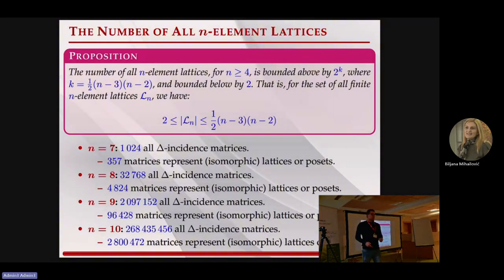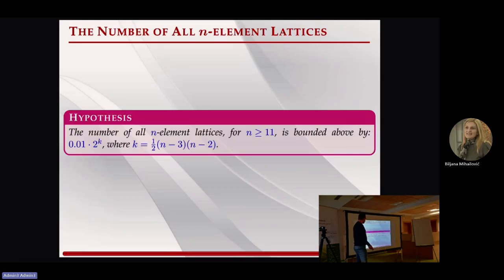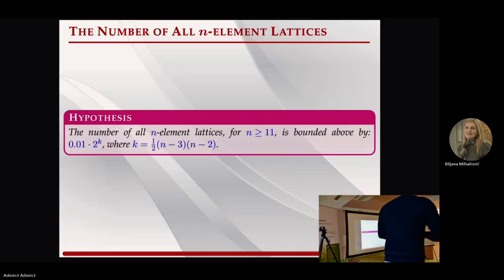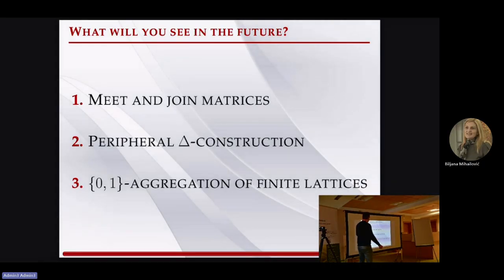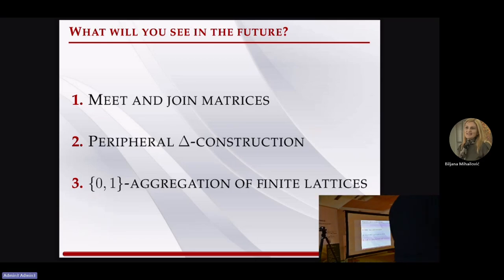This upper bound can be better, but this is only our hypothesis, that for 11-element lattices and bigger ones, we can upper estimate the number of all n-element lattices by this number. So our future plans are, firstly, we want to create meet and join matrices based on the delta incidence matrix. The second one, we want to create a construction for the largest subset that is closed under meet and join operations.